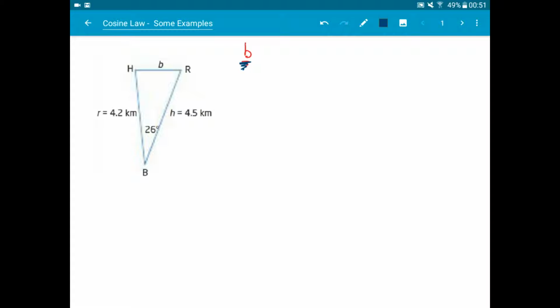We can't use right angle trigonometry with the primary trig ratios or SOHCAHTOA because we don't have a right angle. And so we're left with cosine law. It should be your last resort. So now I know I want side b, so I'm going to use the form with b squared. So b squared equals r squared plus h squared minus 2rh cosine b.